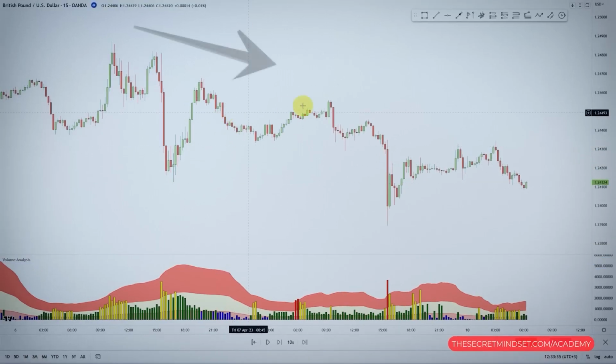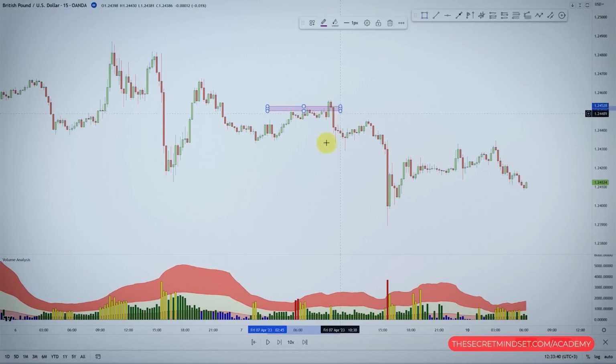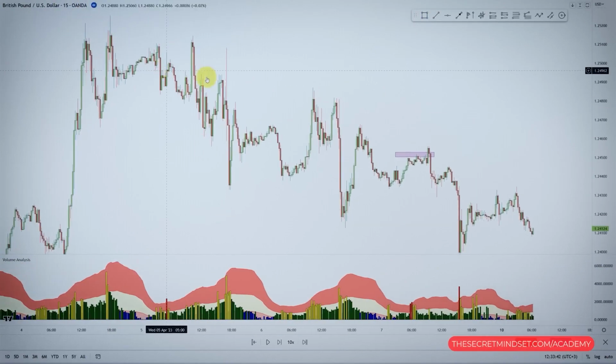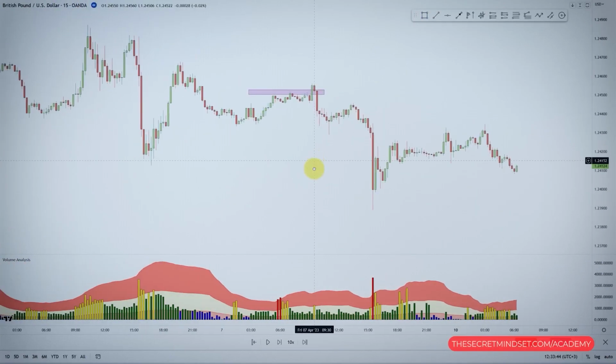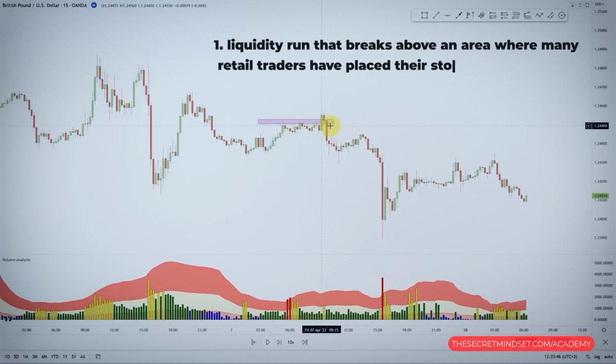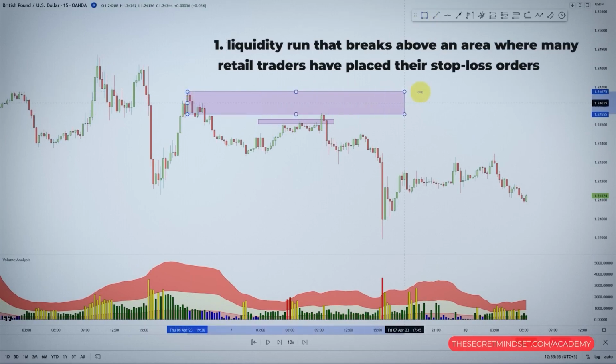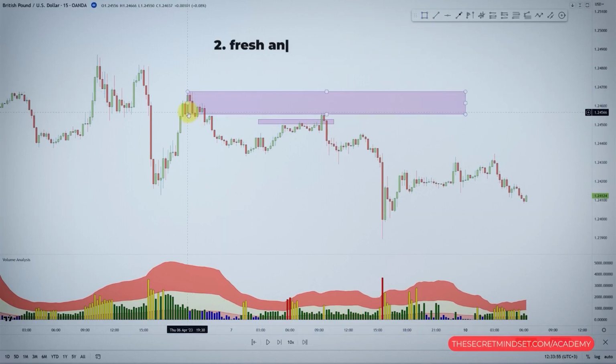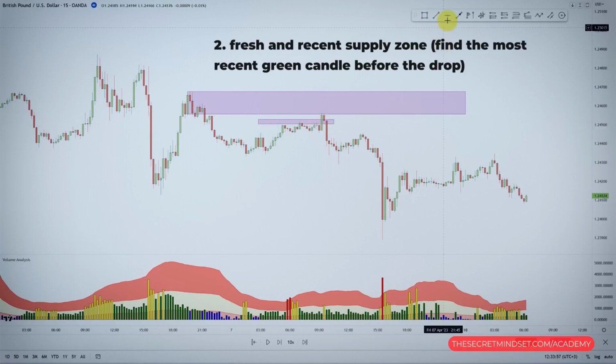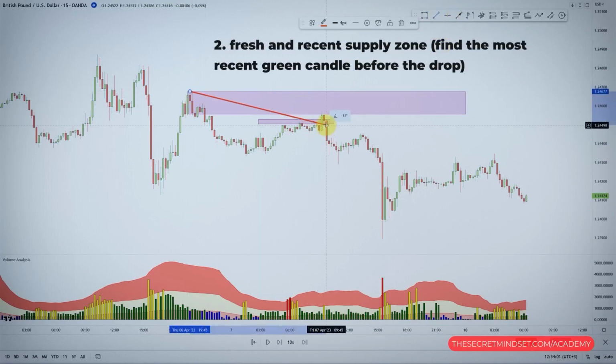Here's pound dollar. The market is in a general downtrend, so the plan is to trade a short position at the supply area only after we found a liquidity clearout. We see this liquidity run that breaks above this area where many retail traders have placed their stop-loss orders. We found a fresh and recent supply zone right here. We find the most recent green candle before the drop and mark the area of interest.